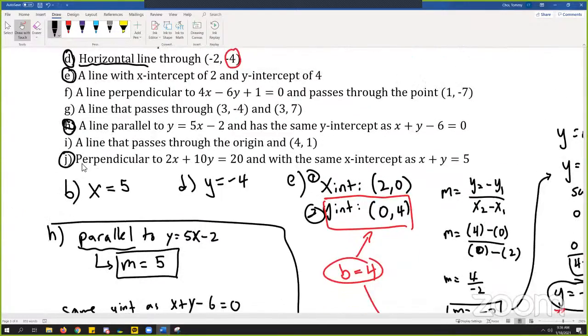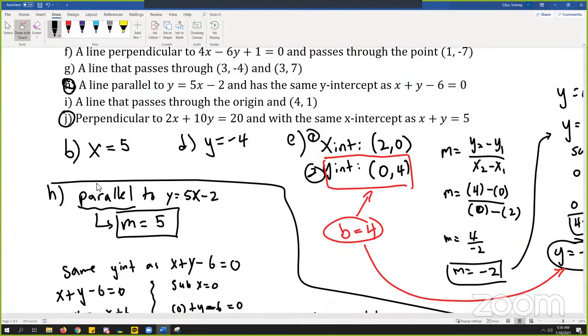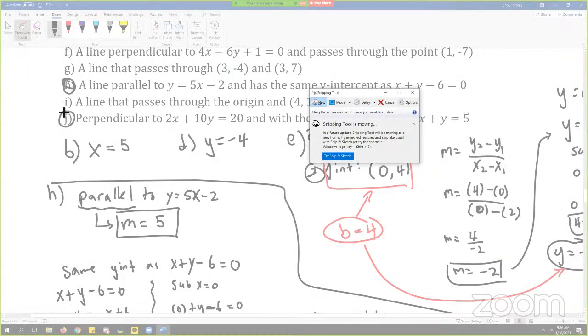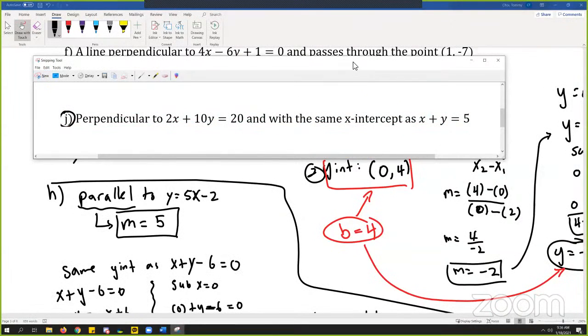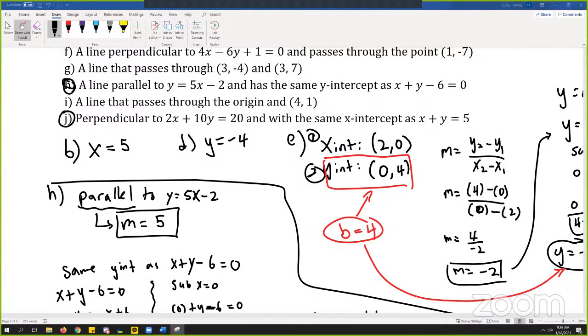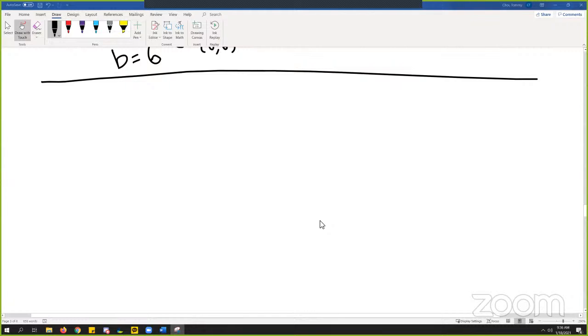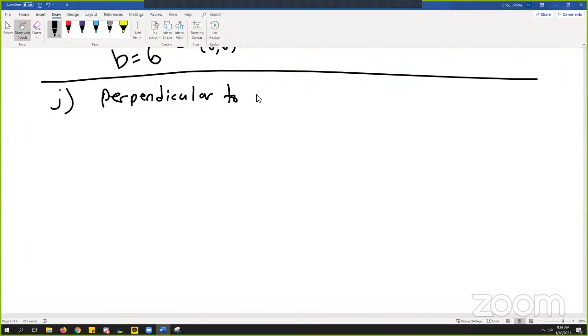And the last one here was J. So for J, I'm going to snip this as well. So perpendicular to 2x plus 10y equals 20, and same x-intercept as x plus y equals 5. Okay, so first, this one was a slightly longer question. So it says it's perpendicular to 2x plus 10y equals 20. Yes, I can zoom out afterwards.